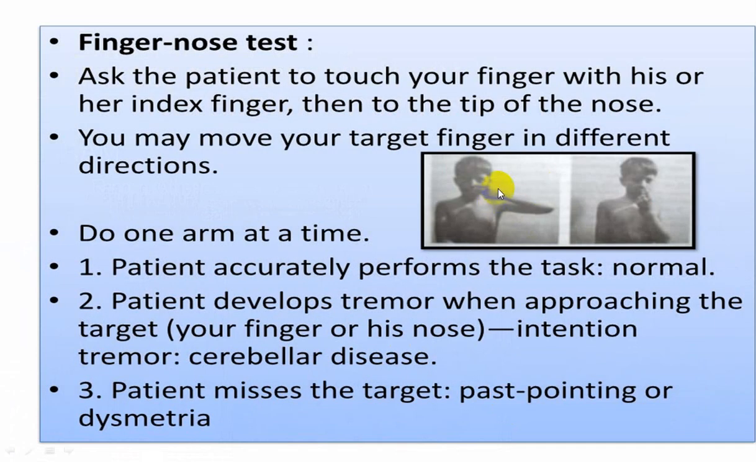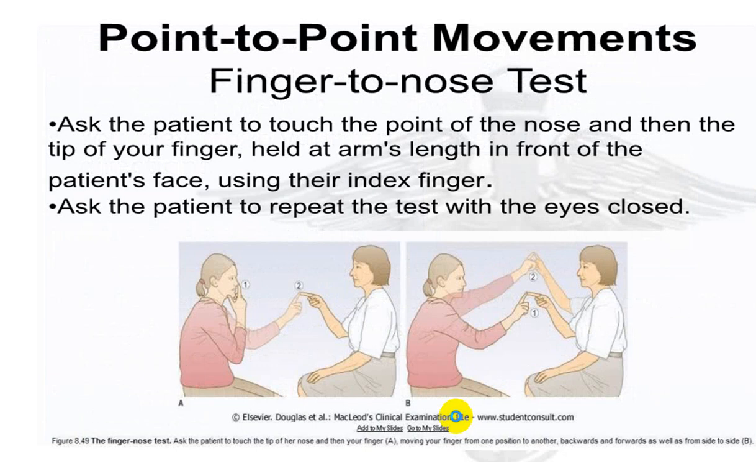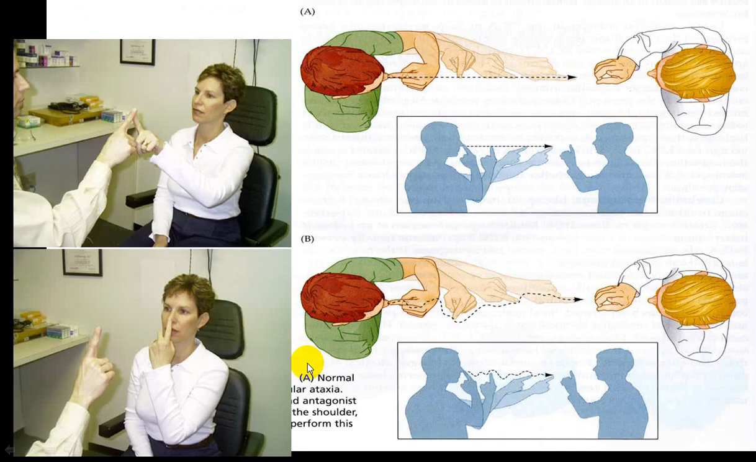This is the finger nose test. He touches the finger of the examiner and then back to his nose. That is called the finger nose test. This is touching the finger to the nose. This is touching the finger, so finger to finger test. Here you can see touching the finger and nose, finger nose test.